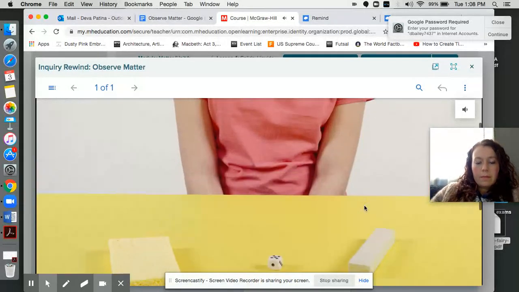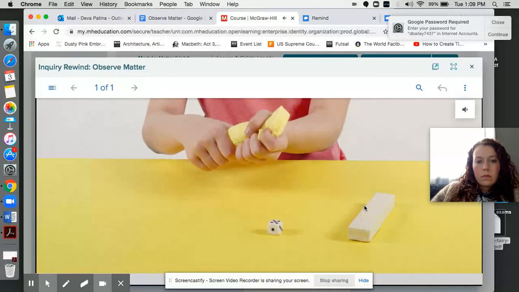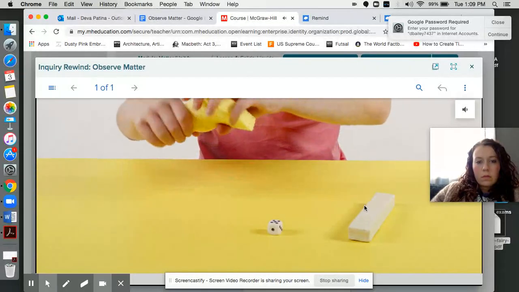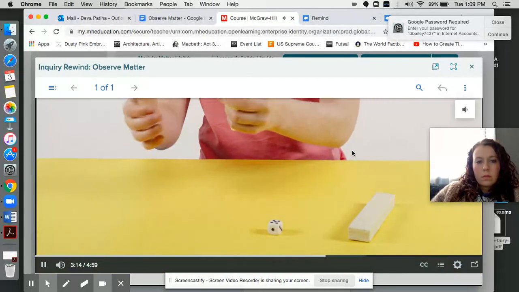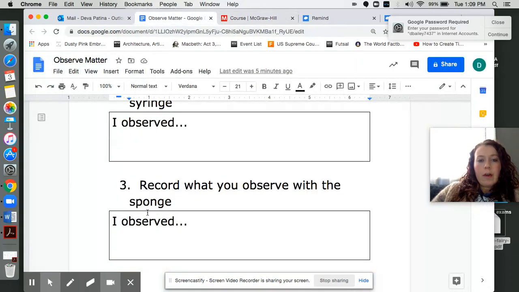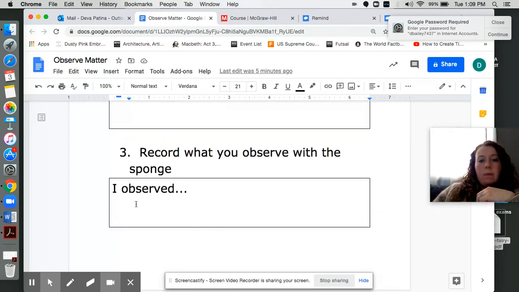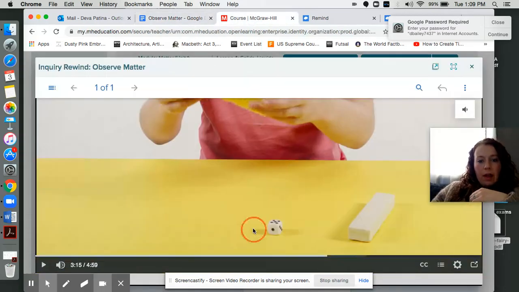Let's move to Station 2. At this station, you will see a sponge, a number cube, and modeling clay. Squeeze the sponge. Observe what happens to its shape. So for this one, I want you to record what you see with the sponge, how its shape changes. So I observe... So just for reference, this is the gas stage because air is coming out of the syringe. This would be the solid stage, and then we're going to do liquid last.